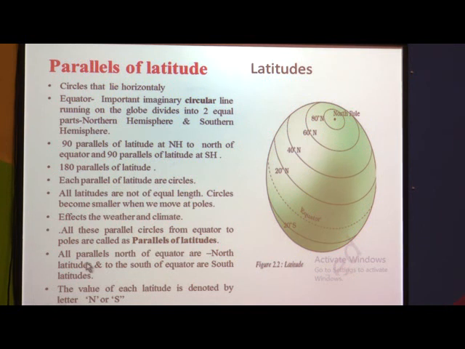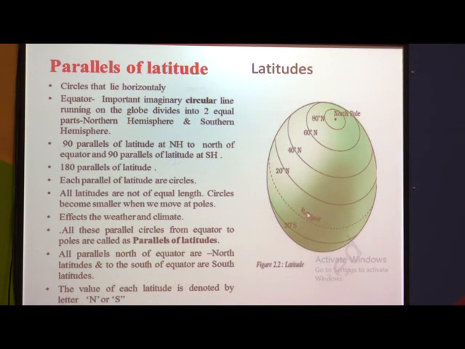Now all parallels to the north of the equator are north latitudes. So these parallels to the north of this equator are called north latitudes, and to the south of the equator they are called south latitudes. So whenever we write the degrees, we mention this S. Below this equator means it is to the south of the globe. So the value of each latitude is denoted by the letter N or S. So hope now you understood, children, what these parallels of latitudes are.